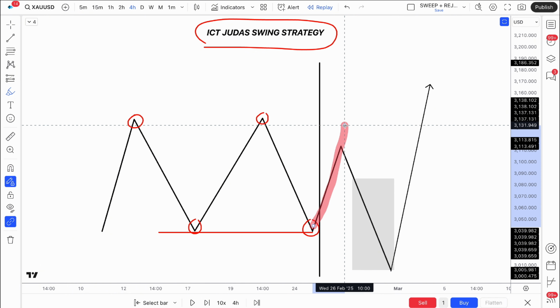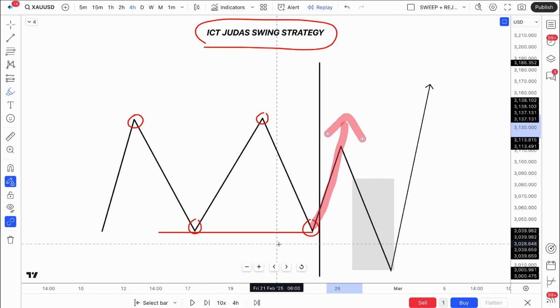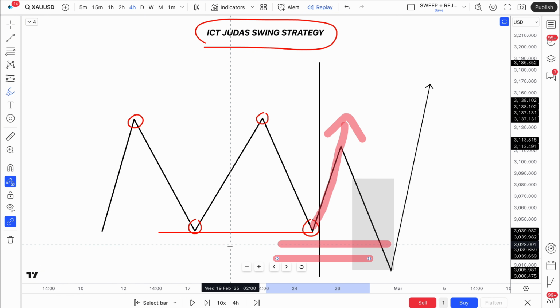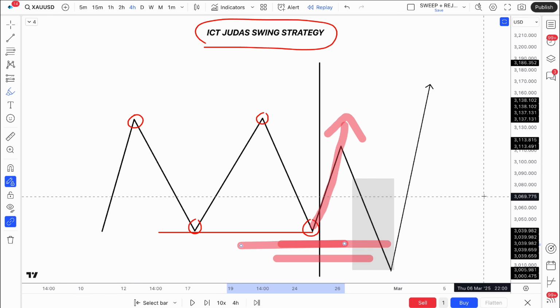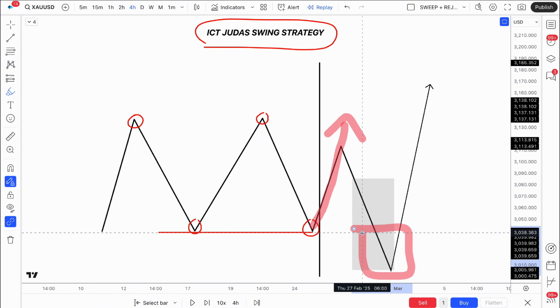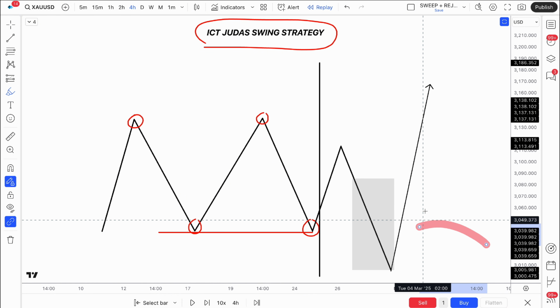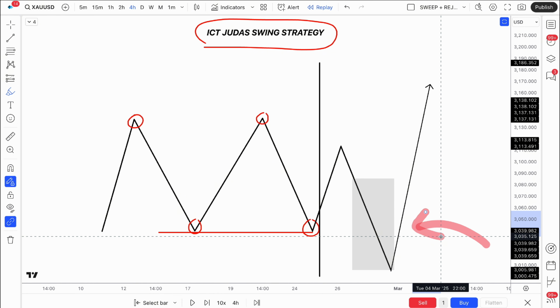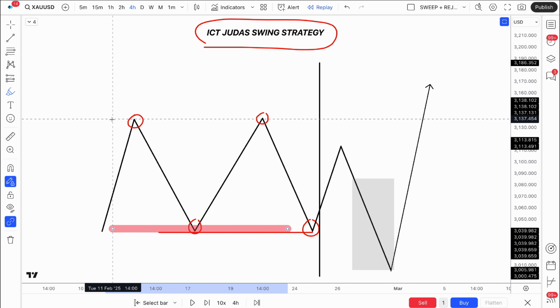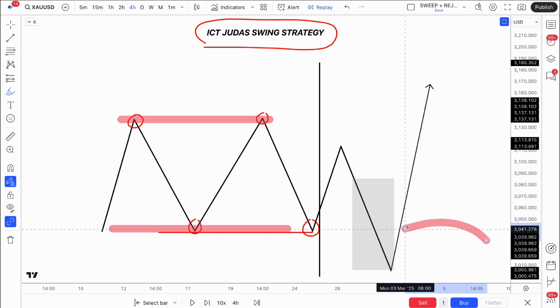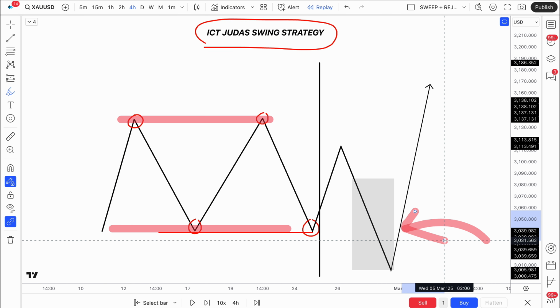Also, any early buyers within this market, their stop losses will be below these swing lows right here. So this move right here will also be stopping out any early buyers. And this is what provides the liquidity for institutions to actually move the markets. This accumulation right here will often take place during the Asian session, but it can also take place during the London session. And so this right here is the ICT Judas swing.